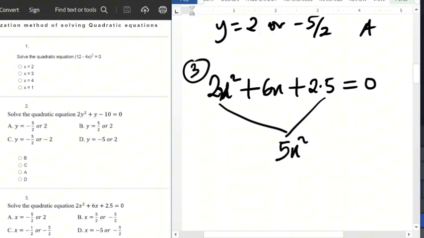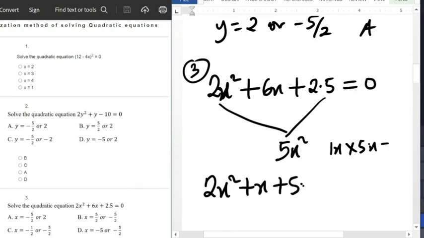So that's going to give us 5x squared. What are the factors of 5 that can give us 6x? When you multiply, that's 1x times 5x. So this will give 5x squared, and when you add them together, it will give us 6x. So therefore, we have 2x squared plus x, plus 5x plus 2.5 equals 0.